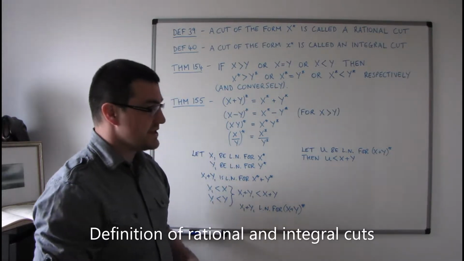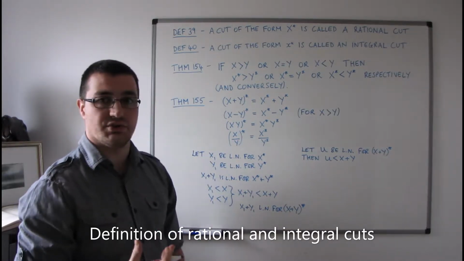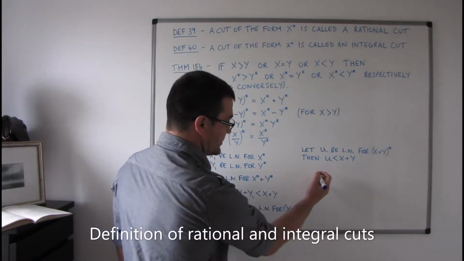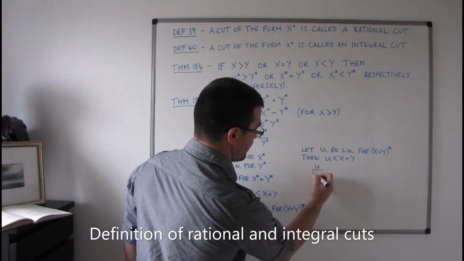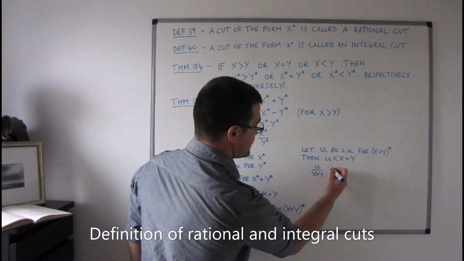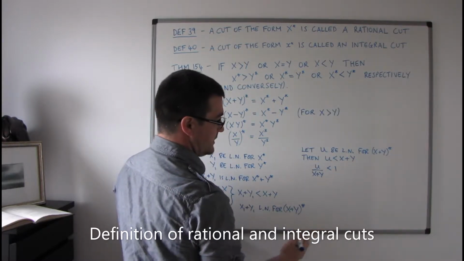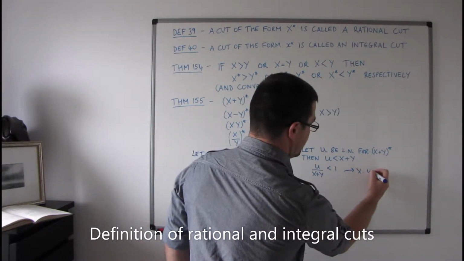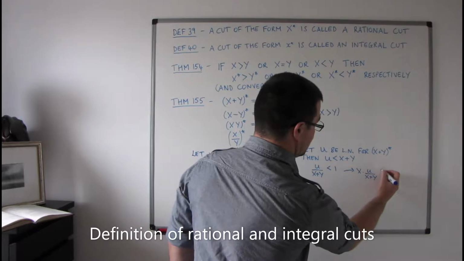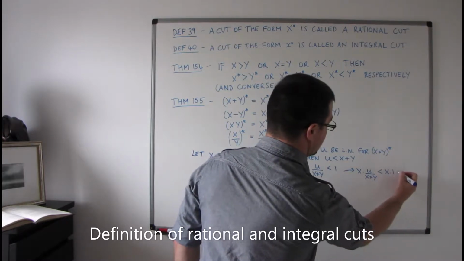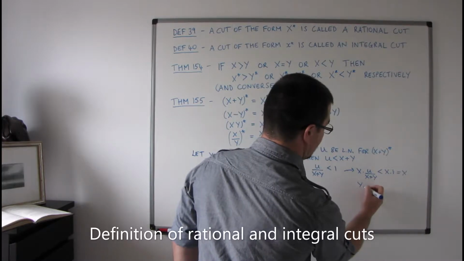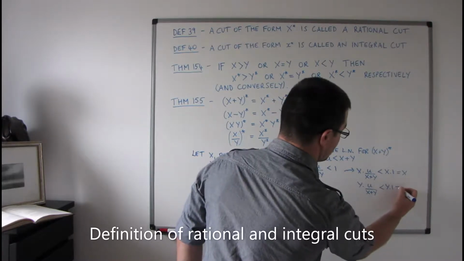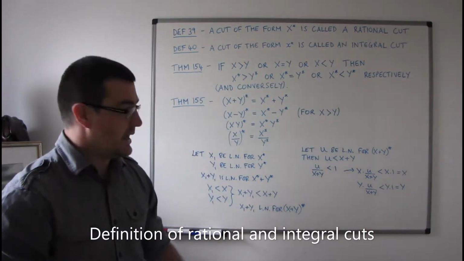And then using a similar kind of argument to Theorem 129, which I proved in the last video, we can show that u over x plus y is less than 1. And that leads us to the two situations: x times u over x plus y is less than x times 1, which equals x, and y times u over x plus y is less than y times 1, which equals y.